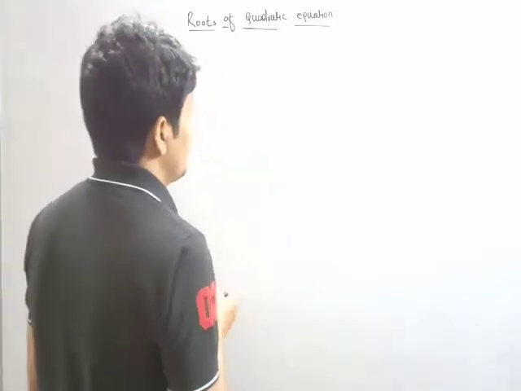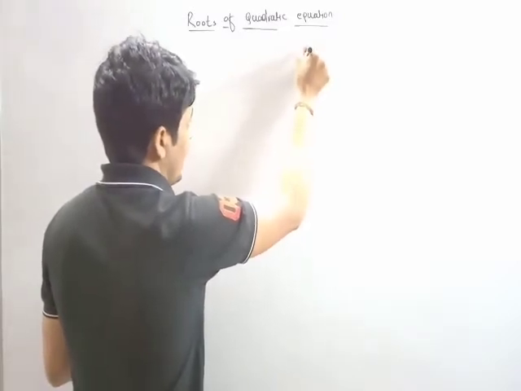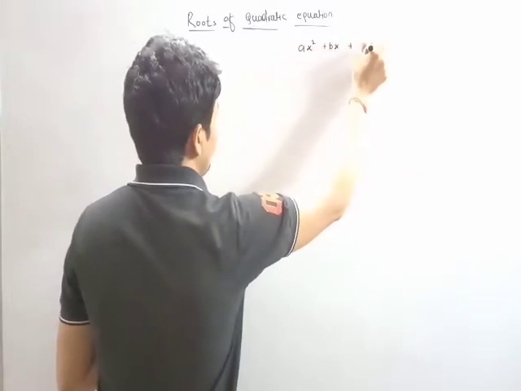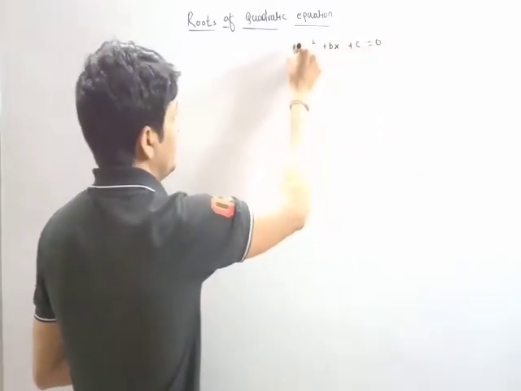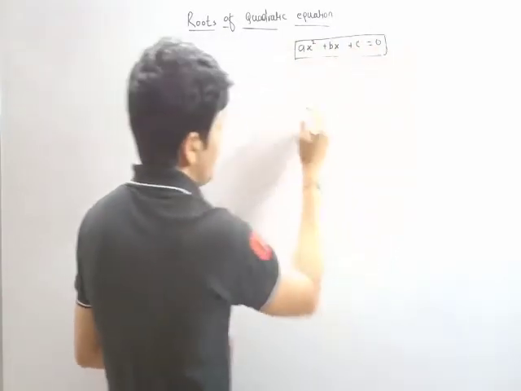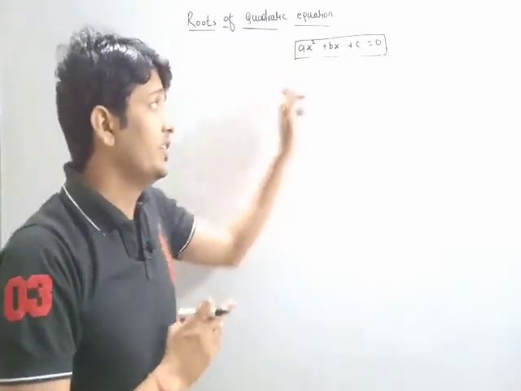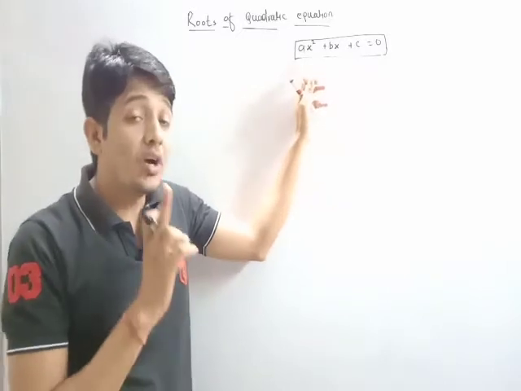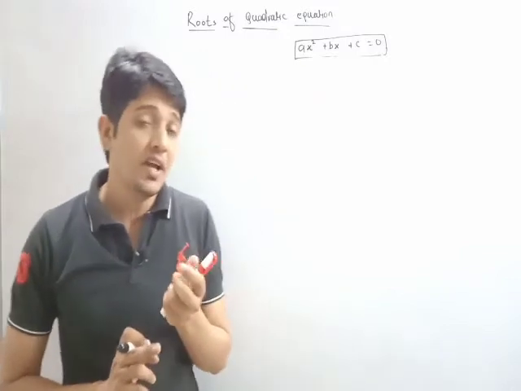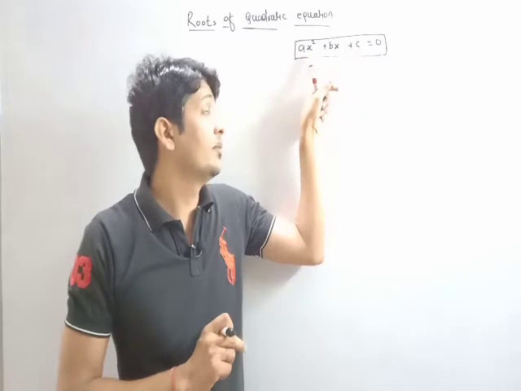We know the standard form of a quadratic equation is ax square plus bx plus c equals 0, where a must not be 0. This is nothing but the quadratic polynomial, and we have the variable x here.